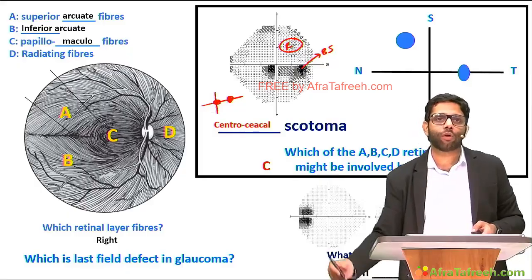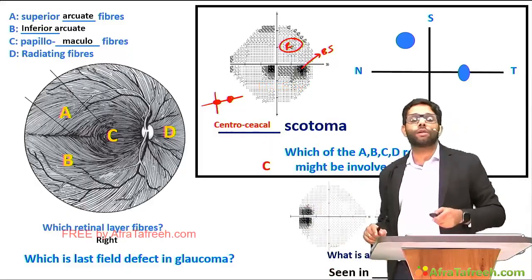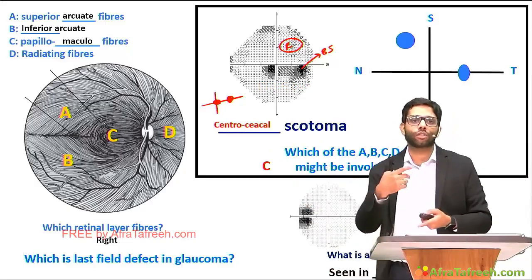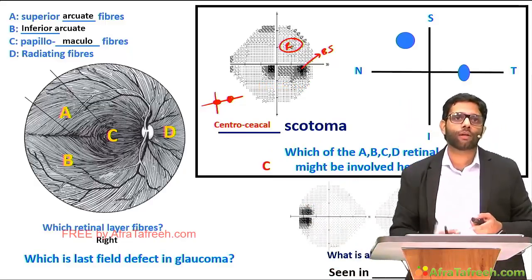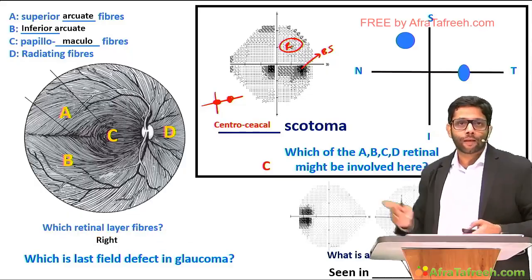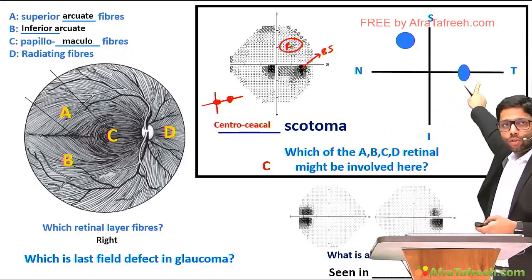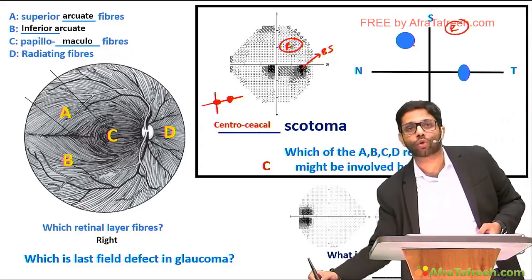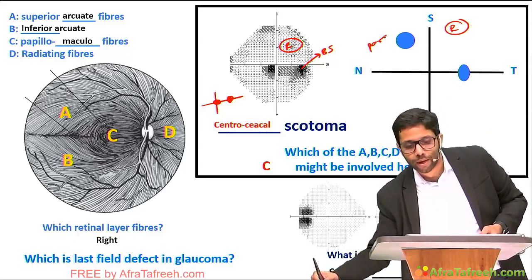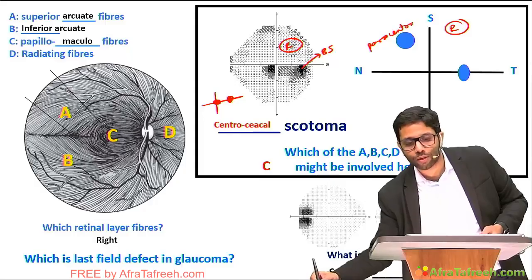Papillomaculobundle fibers are involved both in central and centrocecal scotomas in optic neuropathies, like toxic optic neuropathies, alcohol amblyopia, tobacco amblyopia, central optic nerve disorders. But this is the right visual field because this is also blind spot. Again, right visual field. This is not central. It is paracentral scotoma. So this is right. Paracentral scotoma is the first visual field defect of glaucoma.